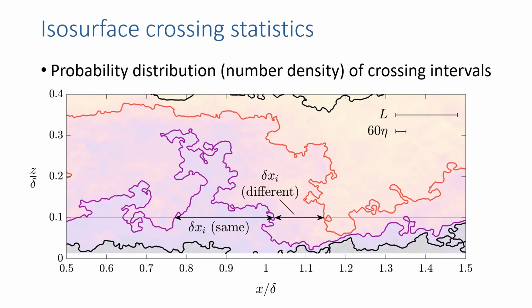This can be broken into 2 cases. The first is crossings of the same isosurface, which isolates the behavior of individual isosurfaces. And then the second case is crossings of different isosurfaces, which represents the overall extent of the velocity structures, where this is the distance between the two bounding isosurfaces of the momentum zones.